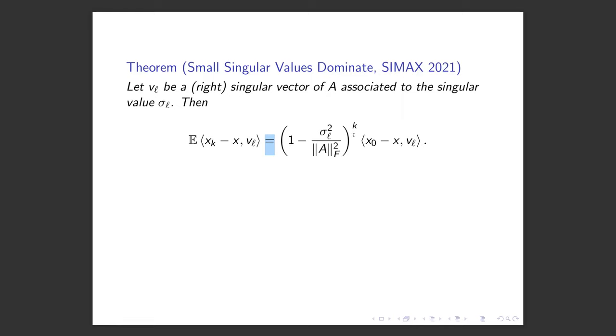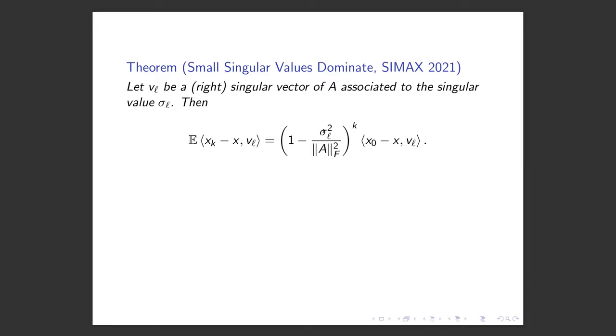And it's actually the same kind of equation that Strohmer and Vershynin had, except they had sigma n, which is the smallest one, which leads to the smallest decay. And that's actually true, which follows from this identity, for the smallest singular vector. So you start with an initial guess x0, you look at the error x0 minus x, and you expand it in the singular vectors.